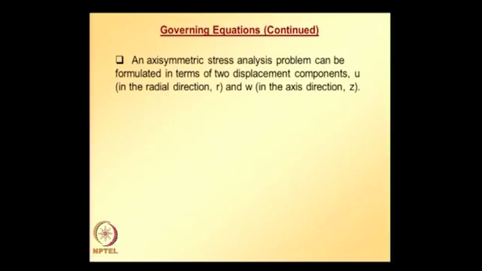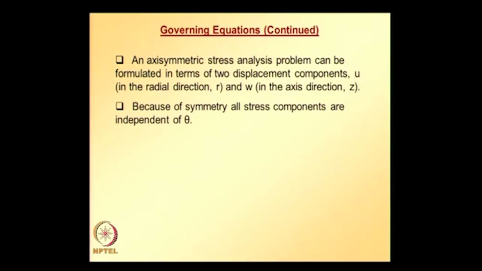An axisymmetric stress analysis problem can be formulated in terms of two displacement components, u and w. u is the displacement component in the radial direction r, and w is the displacement component in the axial direction z. These two are similar to u and v, u for the displacement component in the x direction, v for the displacement component in the y direction, that we used for plane stress, plane strain problems. And here for axisymmetric problems, because of symmetry, all the stress components are independent of theta.